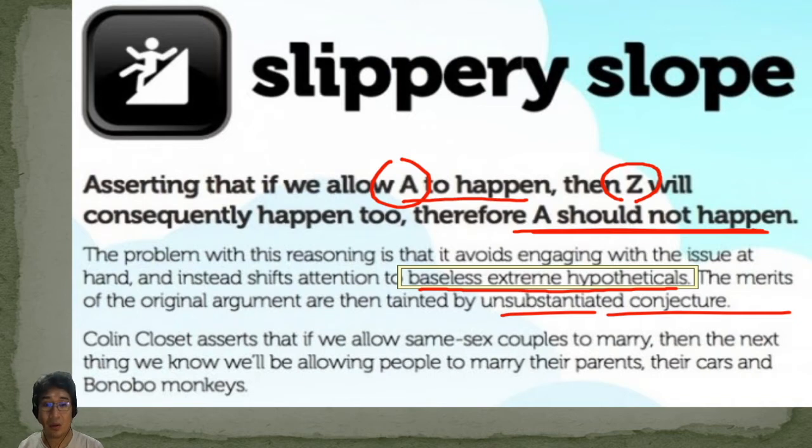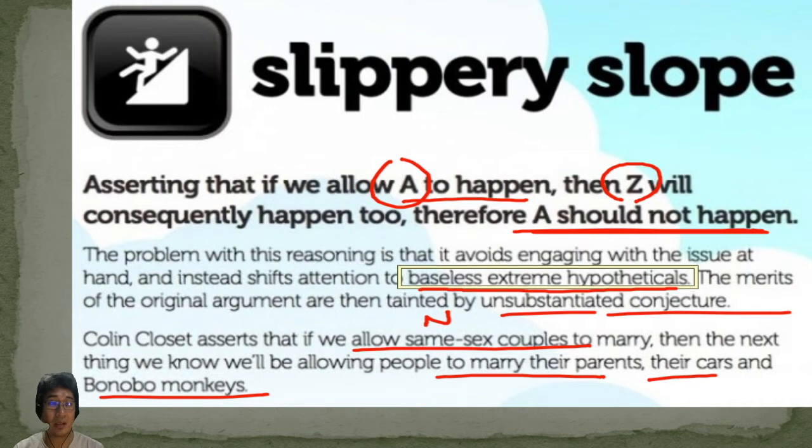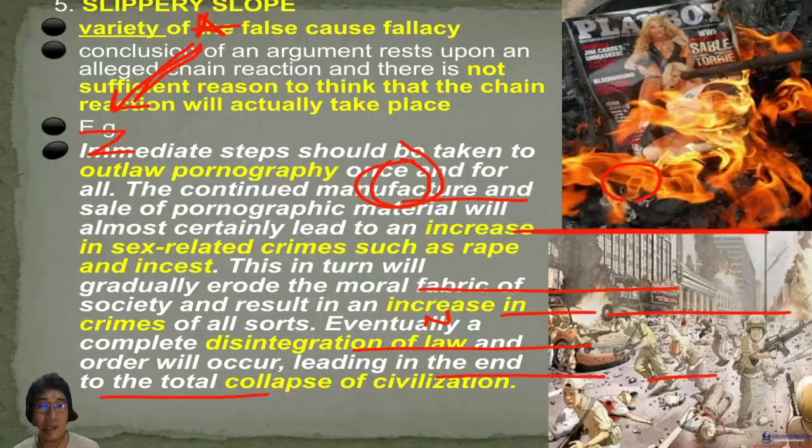Example, Colin Closet asserts that if you allow same-sex couples to marry, then the next thing we know, ito yung letter N, na variable, yung harmless. Initially, it's harmless. Then the next thing we know, we'll be allowing people to marry their parents. So, nagkakaroon ng exaggeration, their cars. So, ito yung series of effects, and bonobo monkeys. That is if we allow same-sex marriage. Okay, this is slippery slope. Slippery slope kasi pinakita dito sa slope na to yung series of causes and series of effects. Na meron namang harmless, nandun yung letter A, harmless proposition, tapos nandito yung letter Z, nagiging harmful proposition. That's slippery slope. Again, ang slippery slope po can be a series of false cause fallacy.